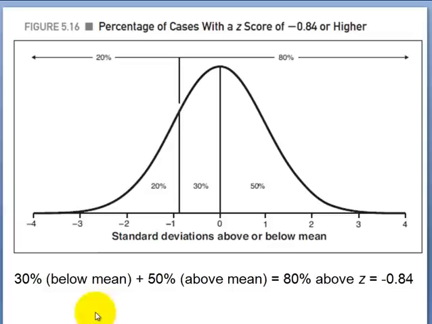So here's a visual depiction of the calculations we just carried out. Here's our 30% of cases between the mean and 0.84 standard deviations below the mean, and here's our 50% of cases above the mean. And these percentages sum to 80%.